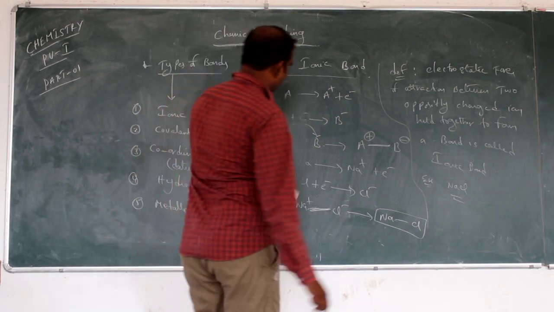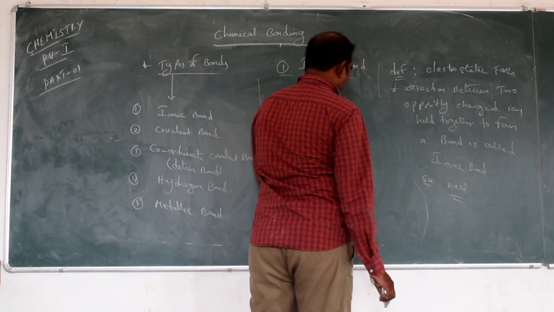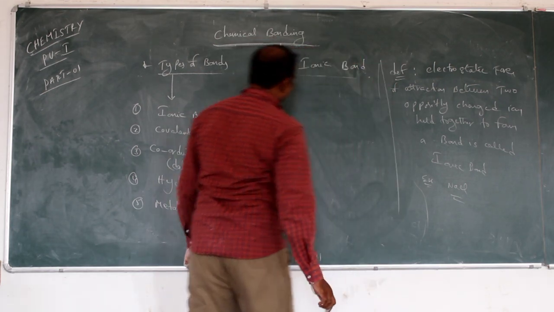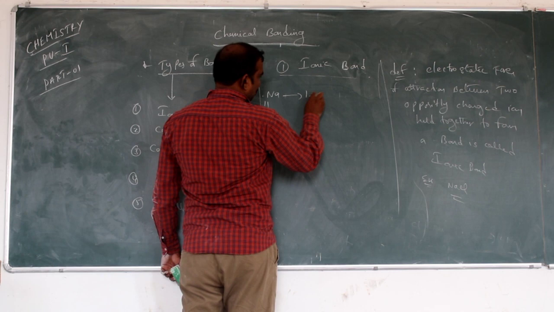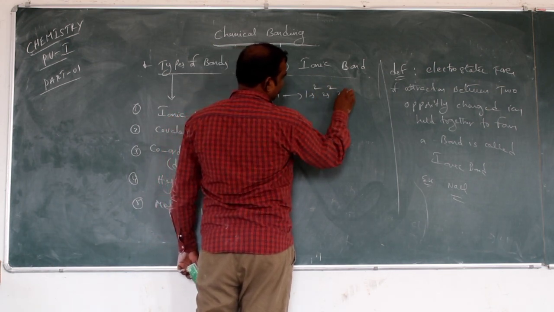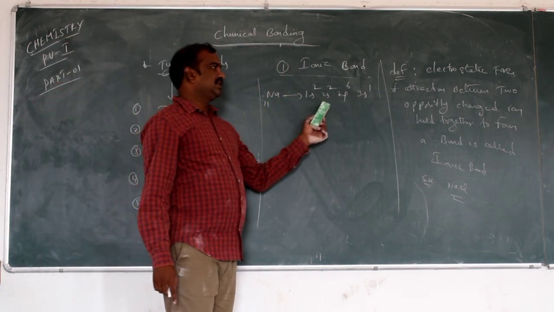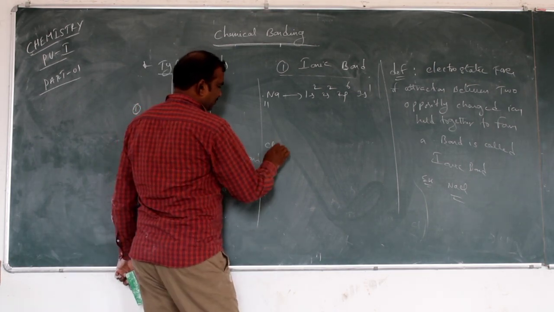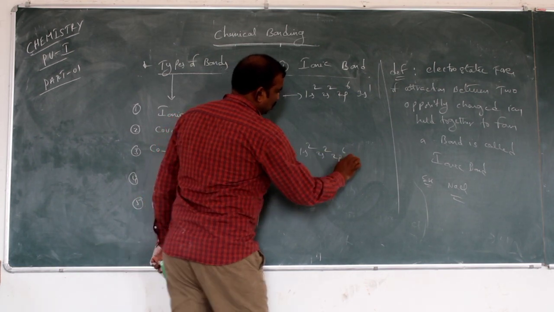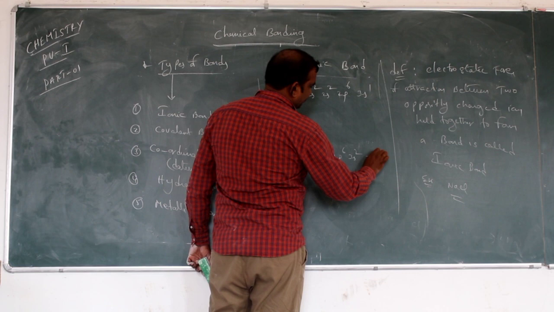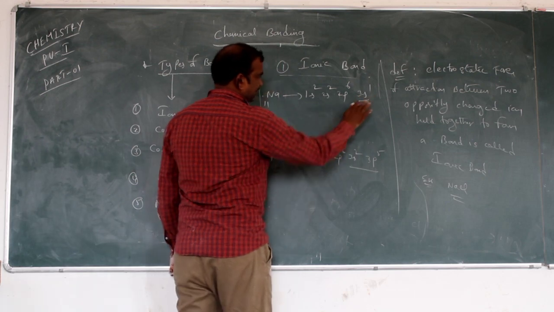See, if you explain the depth of the concept of NaCl, how the NaCl bond is formed, look at here. Na atomic number is 11, so 1s2, 2s2, 2p6, 3s1. And Cl is 17, so 1s2, 2s2, 2p6, 3s2, 3p5. Seven electrons are there, and here 1 is there.